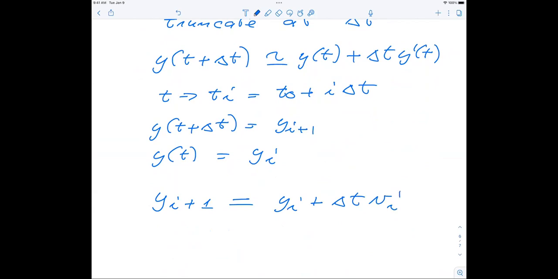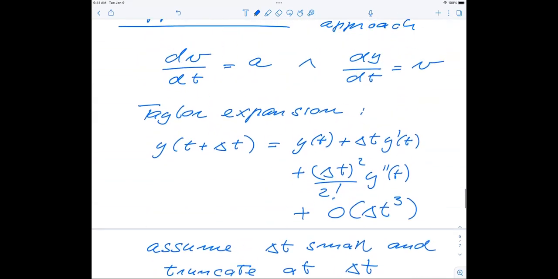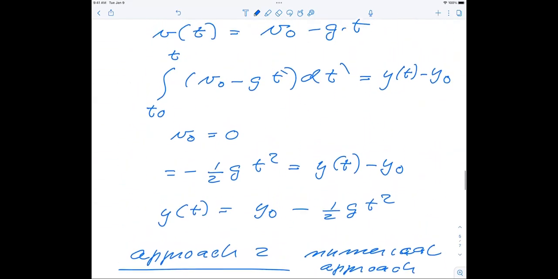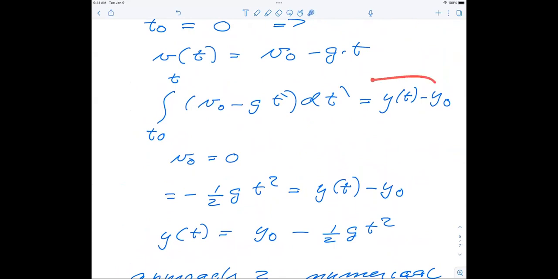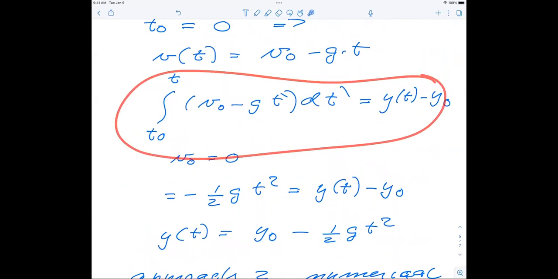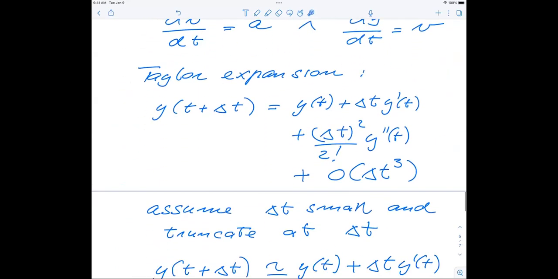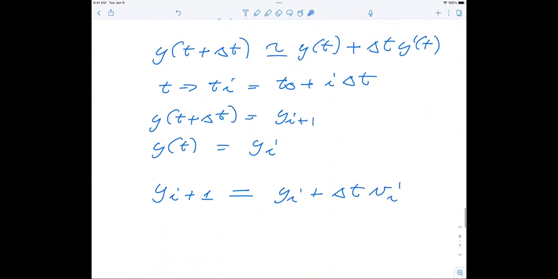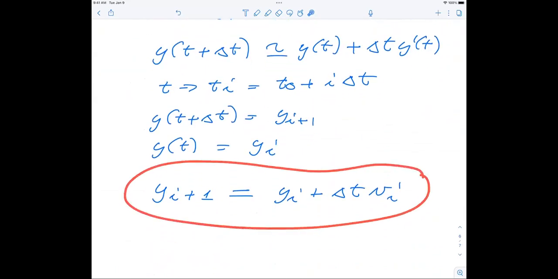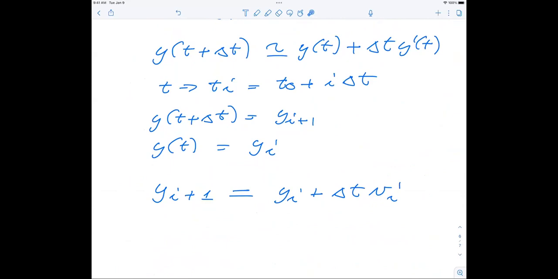That's the first equation. This is the way we are going to replace the integration which you saw here. This integration, we are going to replace with these stepping equations, where we now integrate from the initial time to the final time.